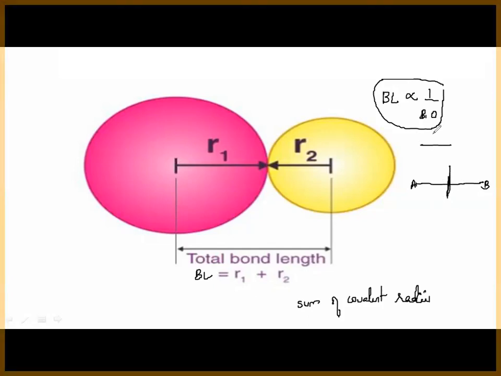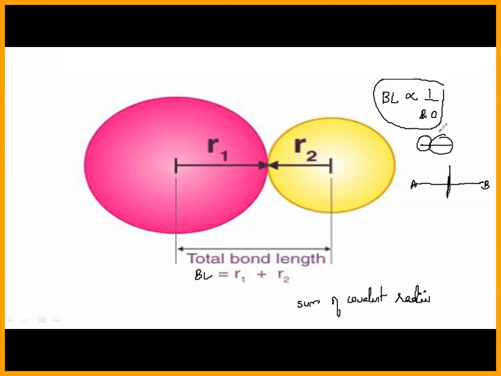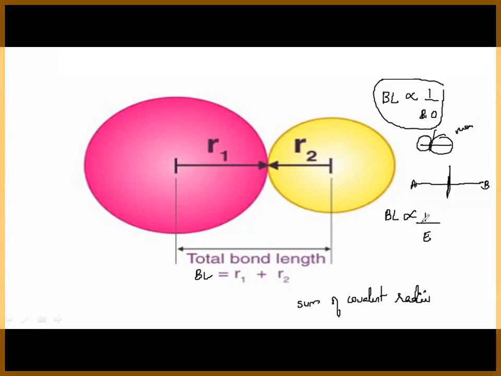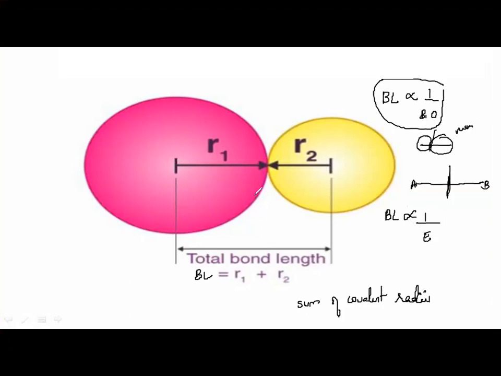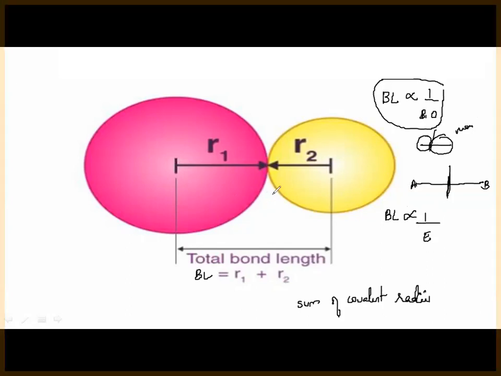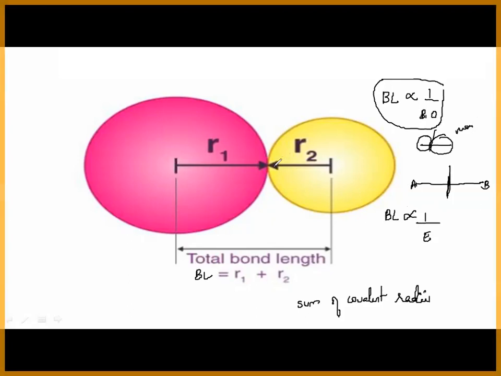But if bond length is short, what will happen? The nuclear attraction is strong, holding the two atoms together. Therefore, if I want to break the bond, I will have to put in more energy. So as bond length increases, the energy to break the bond decreases, or as bond length decreases, the energy to break the bond increases. So this is an illustration describing the bond length of a covalent bond in terms of the sum of individual radii. This is an example.